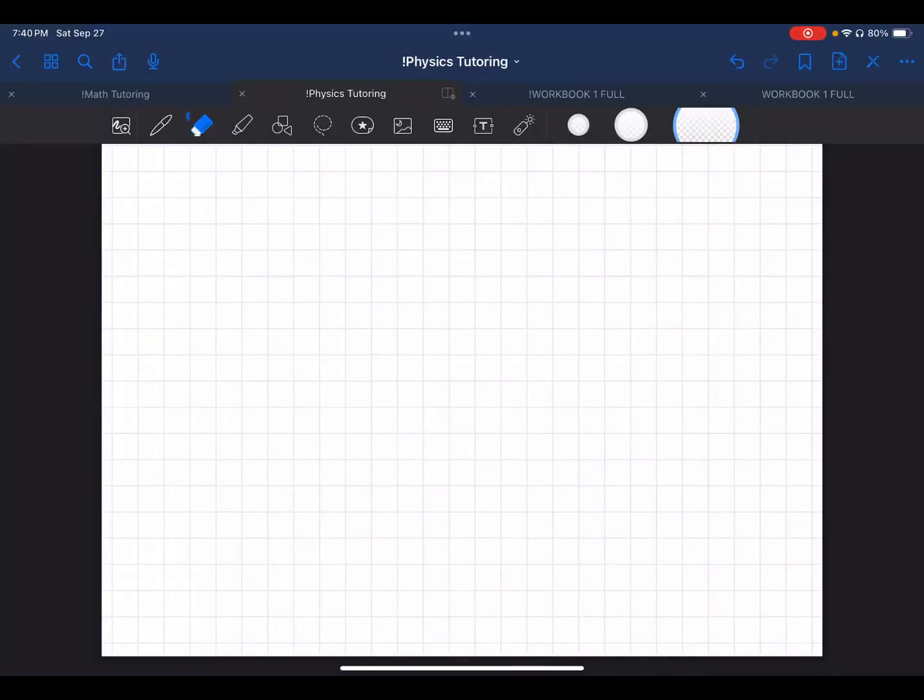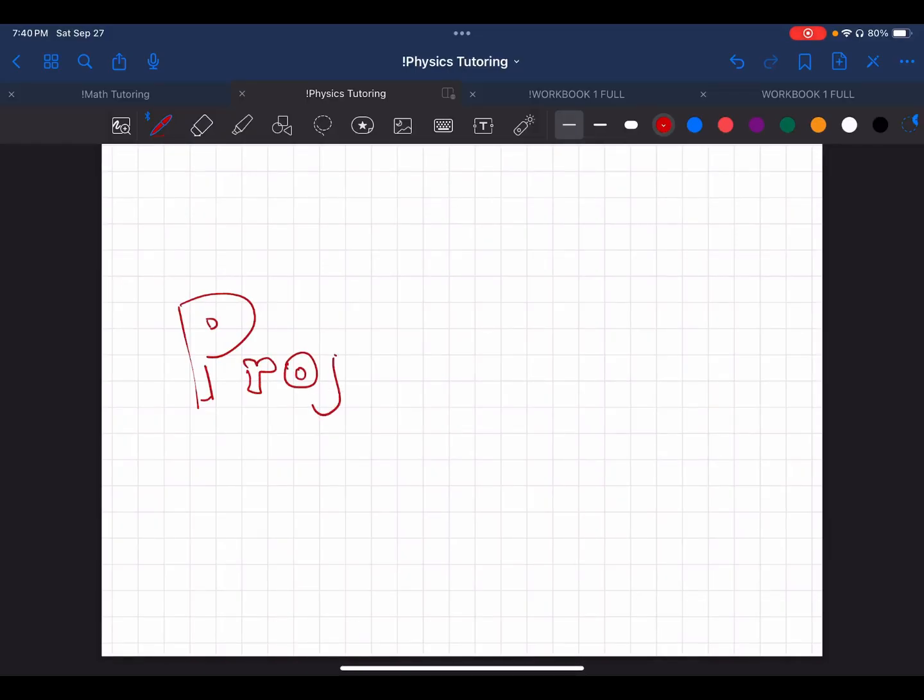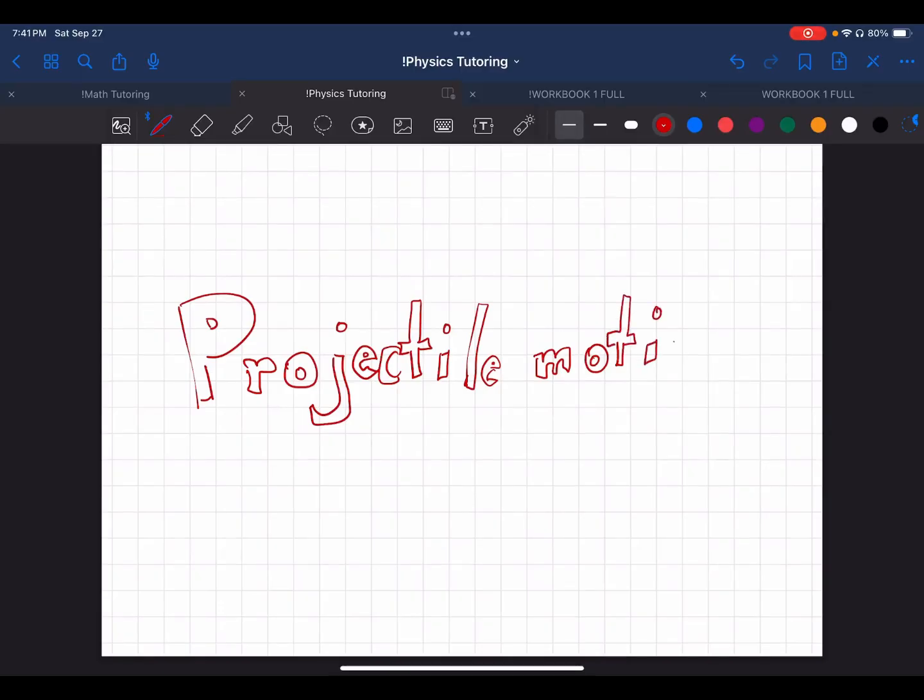Okay, so you guys, today I'm going to go over projectile motion. My goal for today is to explain to y'all what you need to know and what you will probably see on your exam. So hopefully, let me help you guys. Let me draw this. So what is a projectile, right?